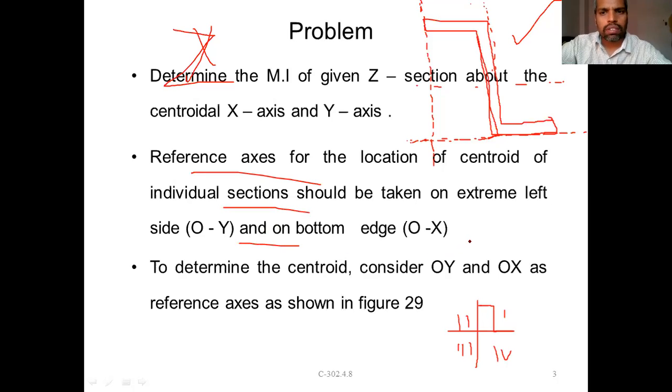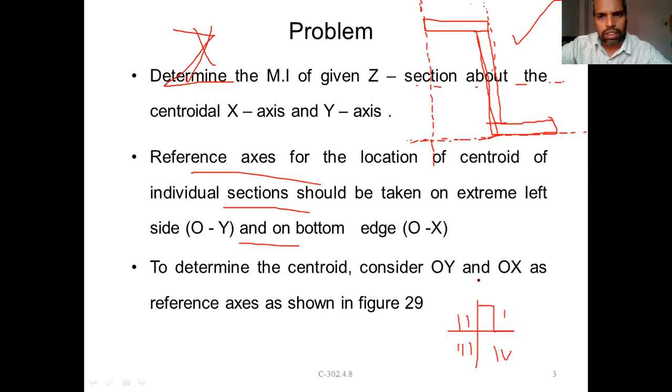Next, once you have decided to locate the reference axis, then divide the section into a number of convenient sections, like rectangles. Of course, it will be rectangles only, part 1, 2, 3, three parts of rectangles. And similarly calculate x1, x2, x3, y1, y2, y3, and calculate x bar and y bar. That is a routine process. The only thing is where you take the reference axis, you have to be careful, that's all. If you take it here, it will be a bit easier.